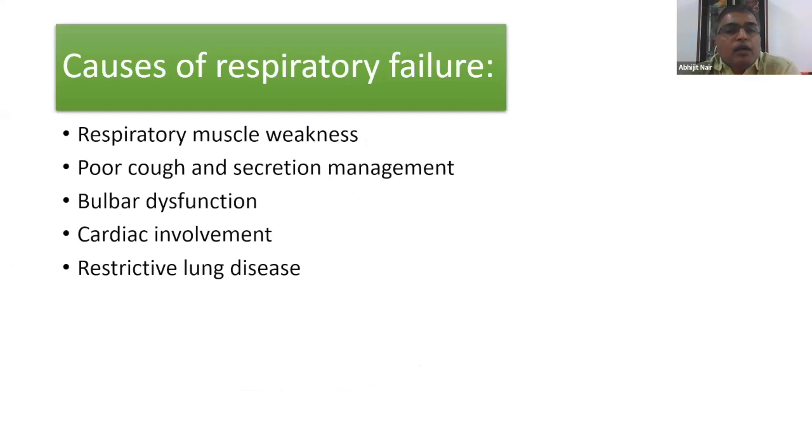Now coming to respiratory failure, the causes are, because of the nature of the disease, a neuromuscular dystrophy, that the respiratory muscles as such are weak. They have bulbar dysfunction.